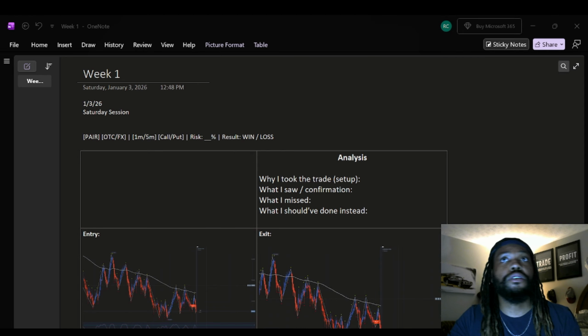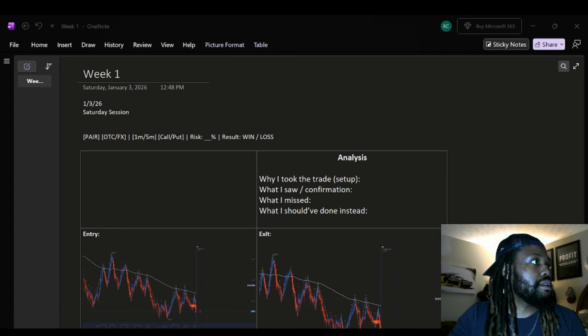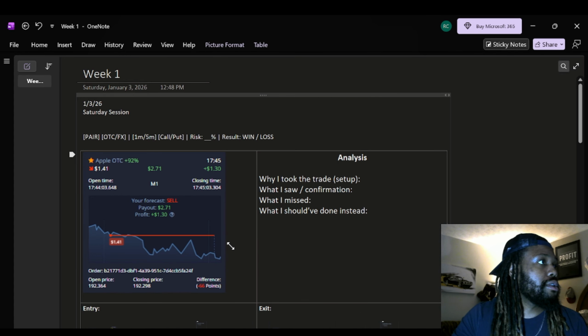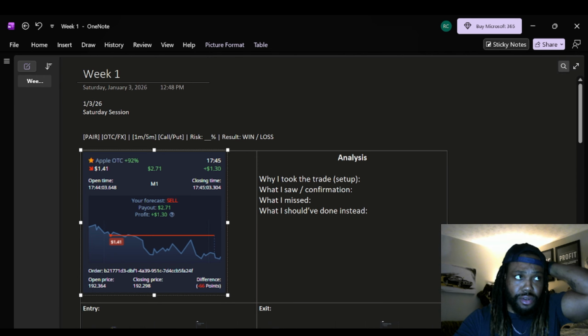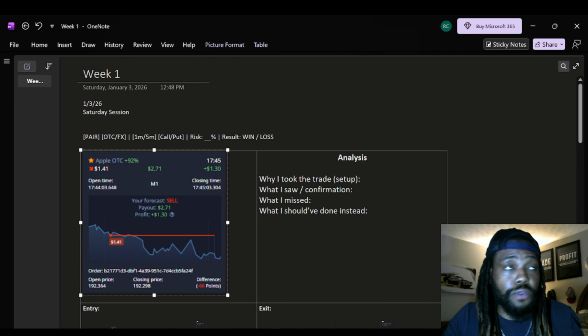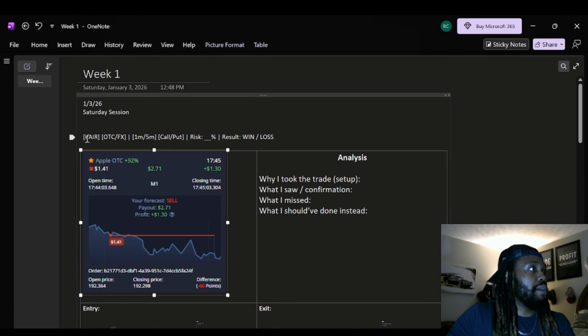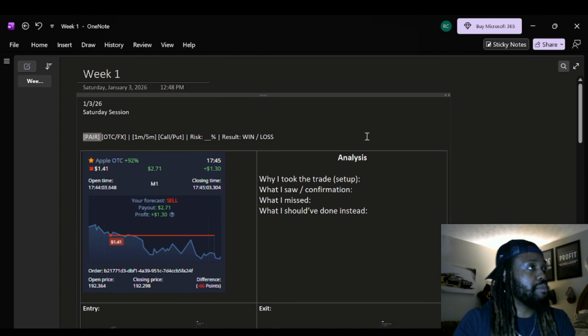So let me go ahead and make a screenshot of this. Copy that. I'm gonna put this right here. You gotta journal your trades, man. You can't improve what's not measured. If you don't measure it, how can you improve it? Right? So this was Apple. This is my little template I made. I had ChatGPT help me make this template.